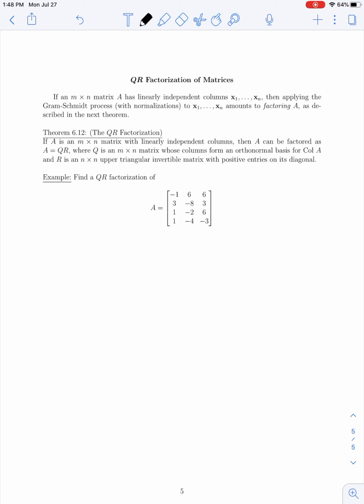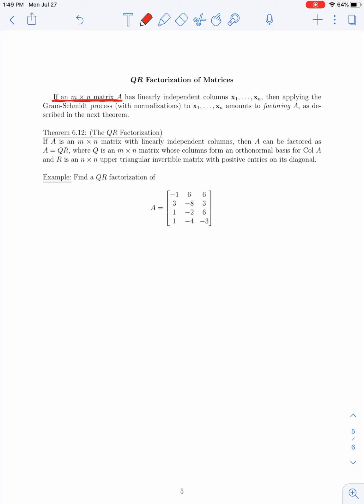One application that we saw was in the diagonalization of matrices, where we could decompose a matrix into a product of three matrices, one of which was diagonal, and then use that to find higher powers of a matrix, say like A to the 100th power. So this QR factorization is another factorization which will have some nice applications. Let's talk about this factorization and see exactly what we're doing.